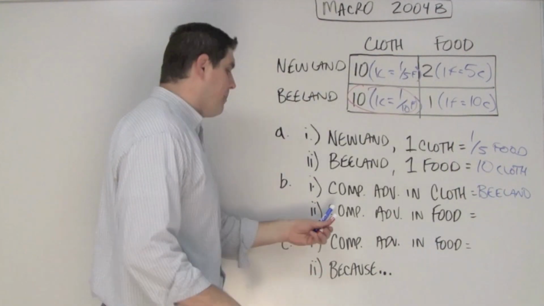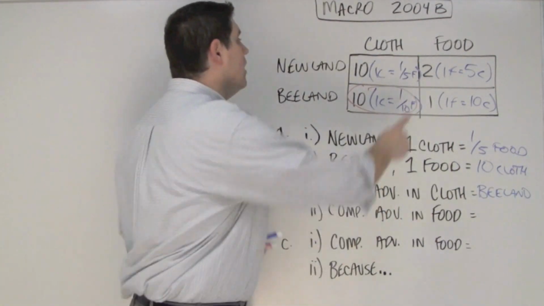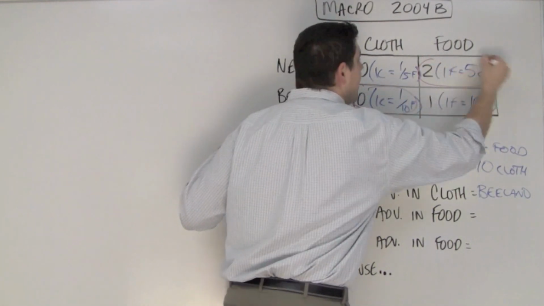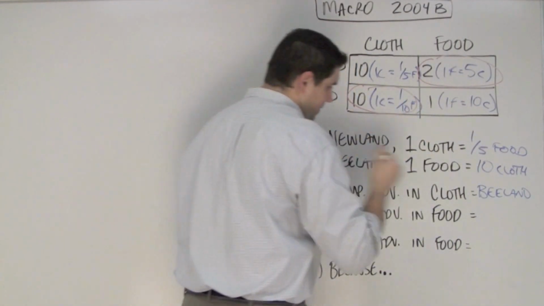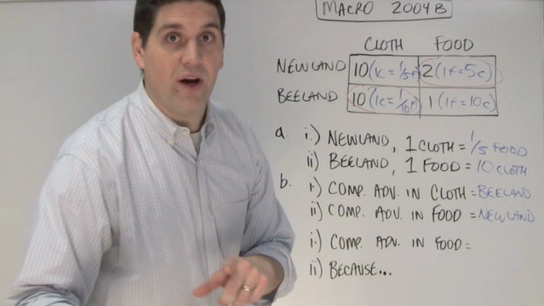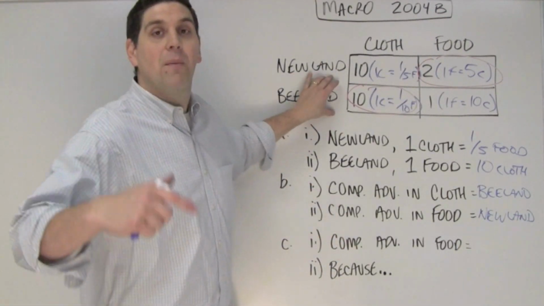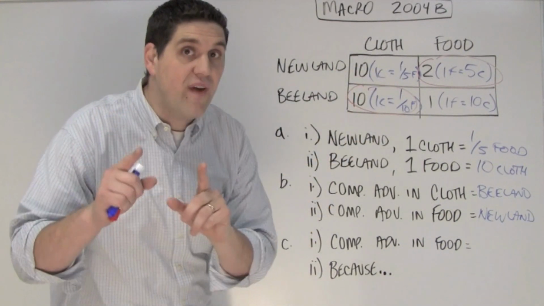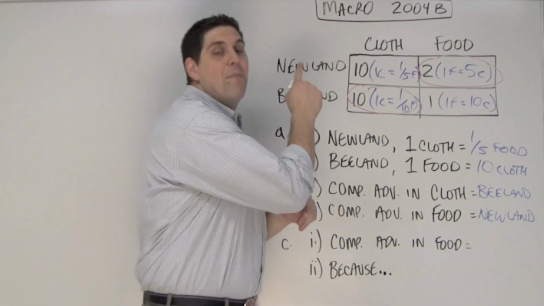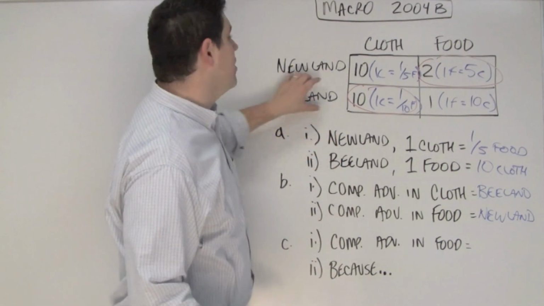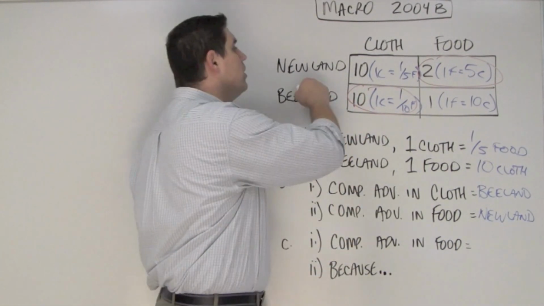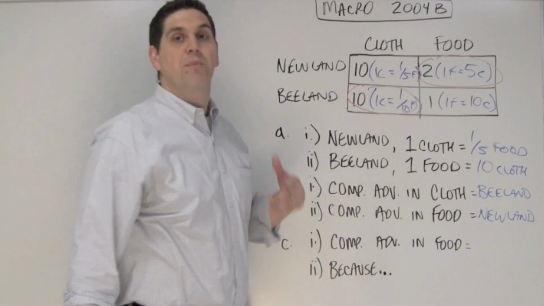Now, which country has a comparative advantage in the production of food? Well, looking at food, it's the one with the lower opportunity cost. In this case, Newland is the one with the lower opportunity cost. There's the answer. Now, for all these comparative advantage questions, a country will never have a comparative advantage in both products. That's not how it works. They can have an absolute advantage in both products, but they won't have a comparative advantage in both. So once I knew that Beeland has a comparative advantage in production of cloth, I knew automatically that Newland has a comparative advantage in the production of food.